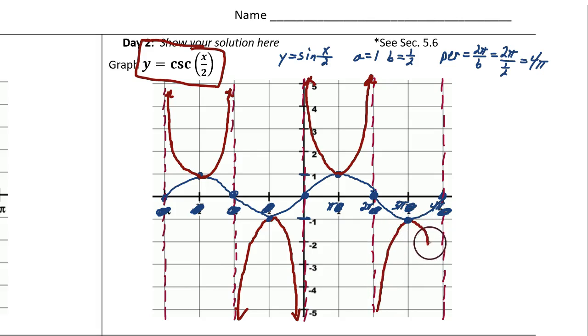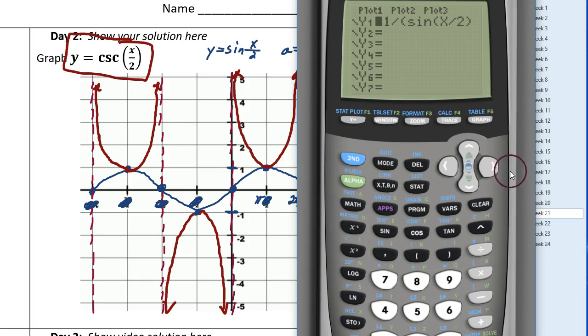So we used the sine graph to draw in our cosecant graph. At this point, you could erase your sine curve because the sine curve is not what you were asked to graph. It's the red colored graph that is our cosecant function. Let's take a look at this on the calculator.